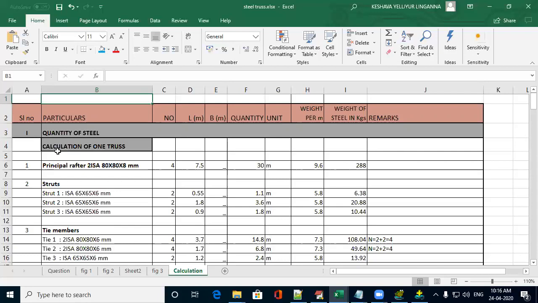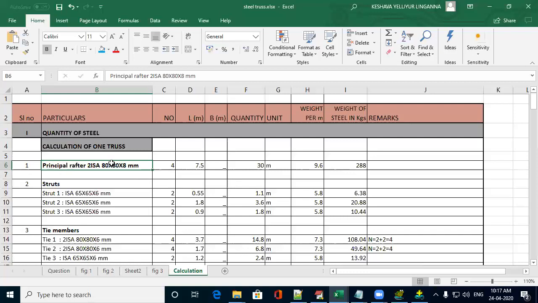You have to do the calculations separately for all the parts used in the truss: rafter, struts, tie members, suspender, base plate, cleat angle, purlins, etc. Let us start with the principal rafter. For everything you have to refer to the diagram. So I prefer you keep the separate notes which I have sent and compare them with the calculations. Whatever I have written here, you have to keep comparing with the diagram of the truss given.